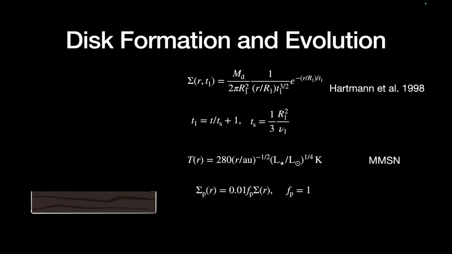So the disk evolution model that we adopted was from Hartmann et al., and it was based on observations of T Tauri stars. And so the gas surface density evolution is shown by these first two equations. We assume the disk is isothermal, but we adopt the temperature profile from the minimum mass solar nebula. And the surface density profile of the pebbles tracks the gas surface density, and we assume a pebble to gas ratio of 1%.